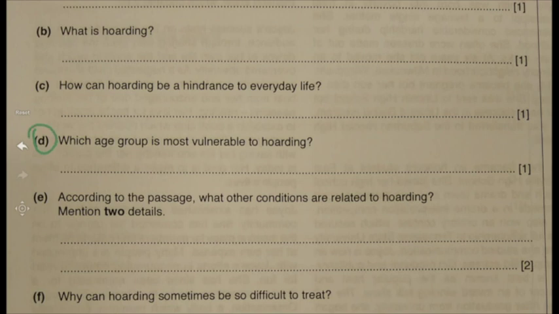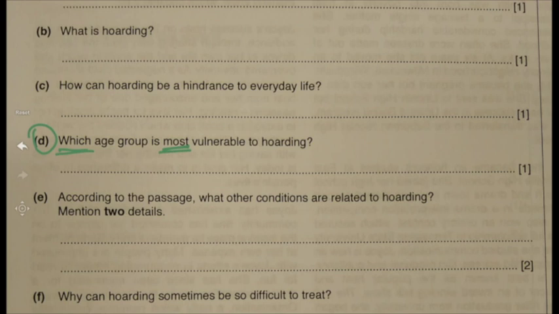Part D says, which age group is most vulnerable to hoarding? Again, I'm interested in this one. Which is one of the WH questions that we have discussed widely in our previous lessons. When the question says which, it means that you've got a list, different options, so many things there, and you have to pick one. Which of the many is relevant to the question? In this case, which age group is most vulnerable to hoarding? Not just vulnerable, but which one is most vulnerable to hoarding?